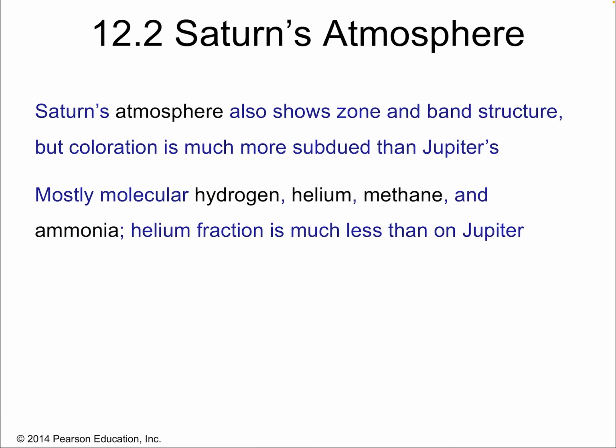So what about Saturn's atmosphere? Its atmosphere shows zones and band structures. Where did we see that before? Just like Jupiter. So that's a similarity between the two planets. But the coloration is much more subdued than Jupiter's.